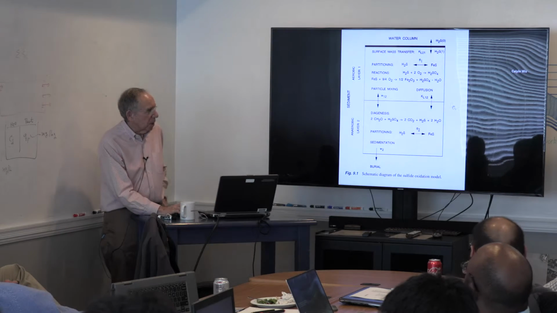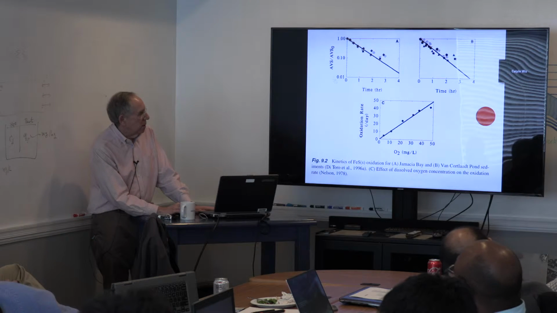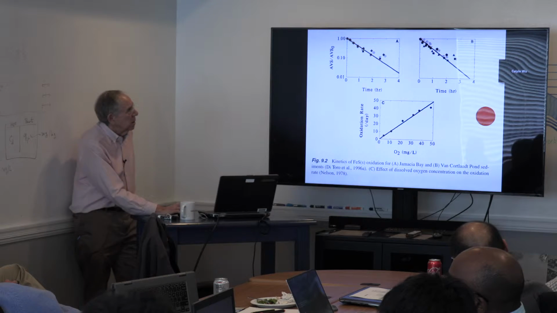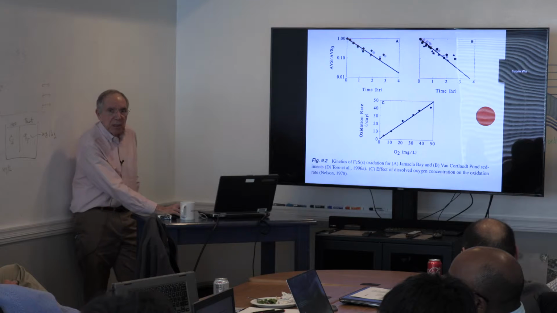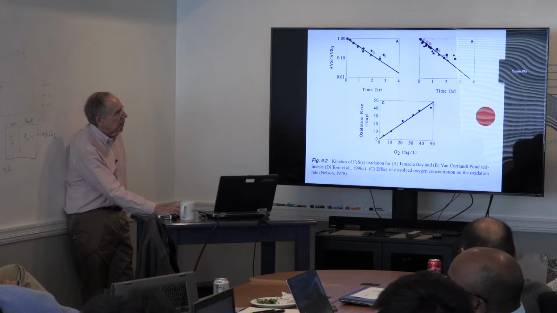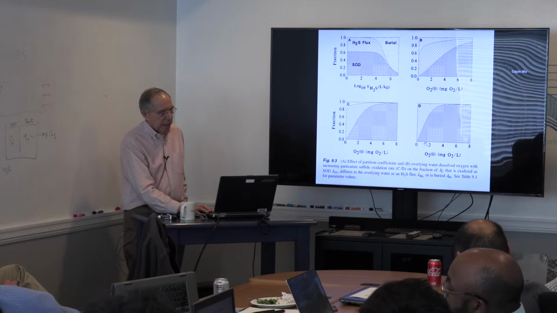Iron sulfide oxidizes very rapidly. It's also called acid volatile sulfide because of the way it's measured. You acidify the sample and you just see how much sulfide comes off. And so you can see that it reacts very rapidly, hours. And the oxidation rate is linear to oxygen. So we build that into the kinetics.